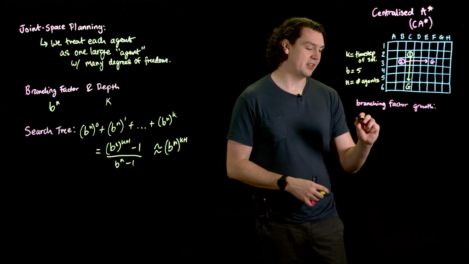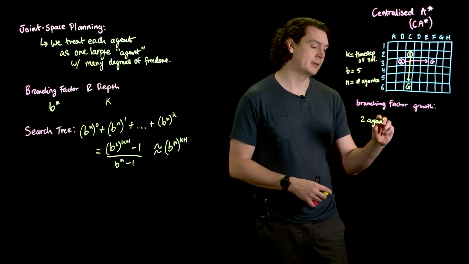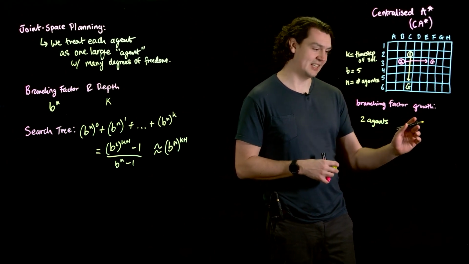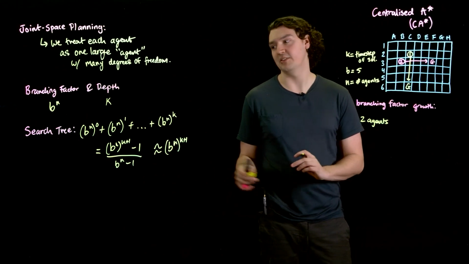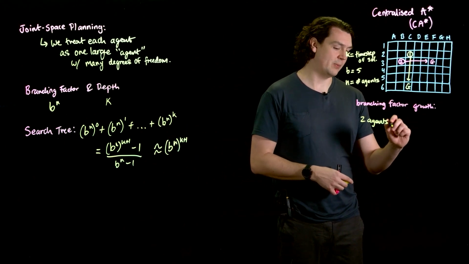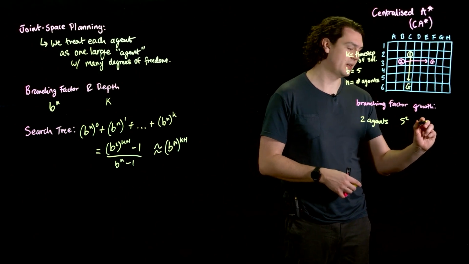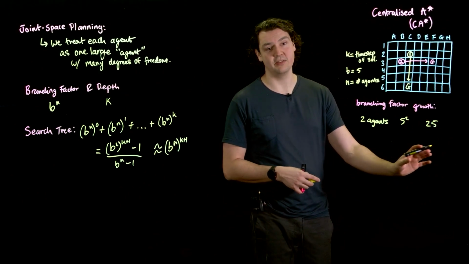So let's start with 2 agents. 2 agents sounds very easy. What that means is, because we have our branching factor of b^n, this is b squared, of course. So 5 squared. Okay, that's 25.